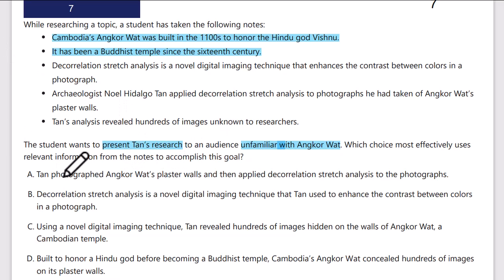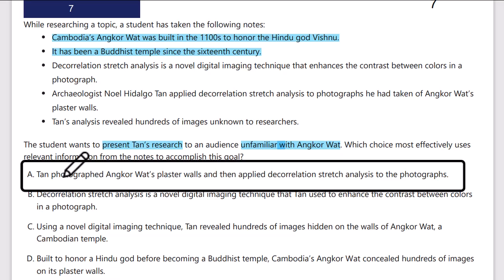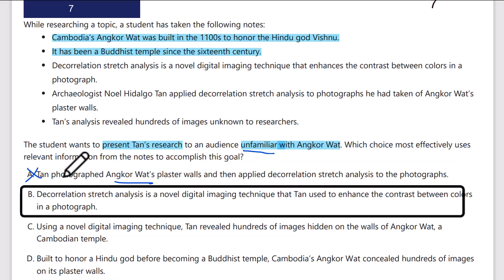Tan photographed Angkor Wat's plaster walls and then applied decorrelation stretch analysis to the photographs. Okay, that says nothing about Angkor Wat and telling anybody who's unfamiliar with it the background information from the two bullet points. This is not the correct answer. Decorrelation stretch analysis is a novel digital imaging technique that's used to enhance the... okay, this is nothing about the background information of Angkor Wat, the first two bullet points.